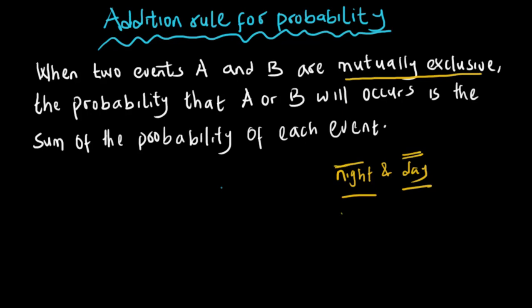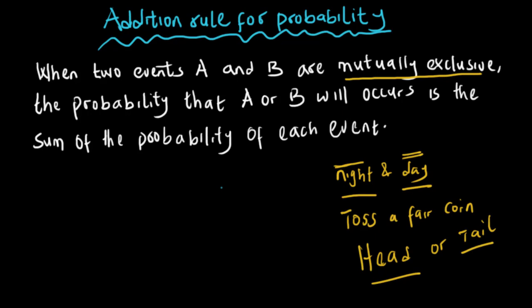Another example is if I toss a fair coin. Now, there are two possibilities. I can either have head or tail. But I can't have head and tail at the same time. It means that the event of having head and the event of having tail are mutually exclusive. The two events cannot occur at the same time. So let's get back to the rule.